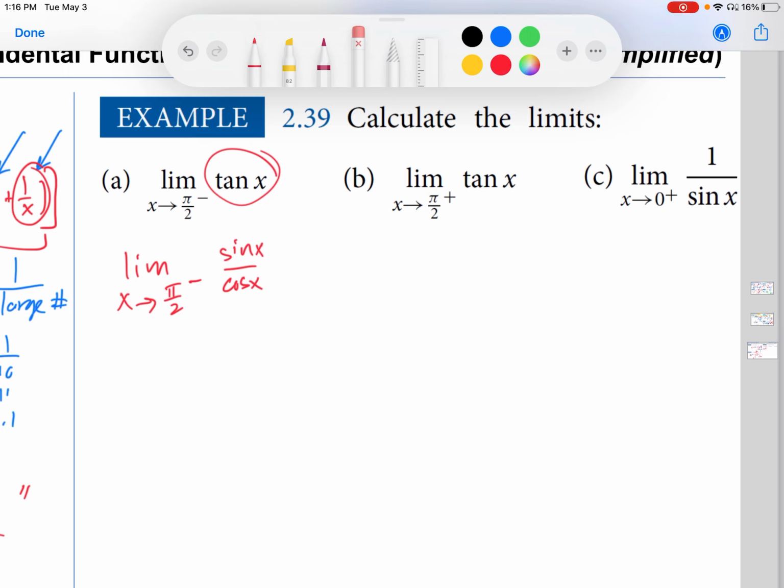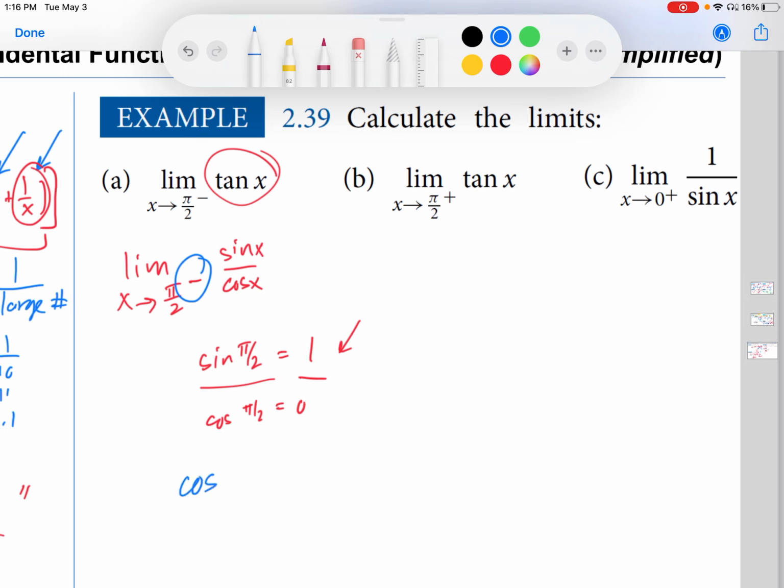And how do I know that I'm going to get an infinity? Well, at pi over 2, sine of pi over 2 is 1, and cosine of pi over 2 is 0. So at pi over 2, the y values are tending to 1 over 0, which is some form of infinity. What I mean by some form is I don't know if it's tending toward positive infinity or negative infinity, right? The left-hand limit here is going to help me figure that out.